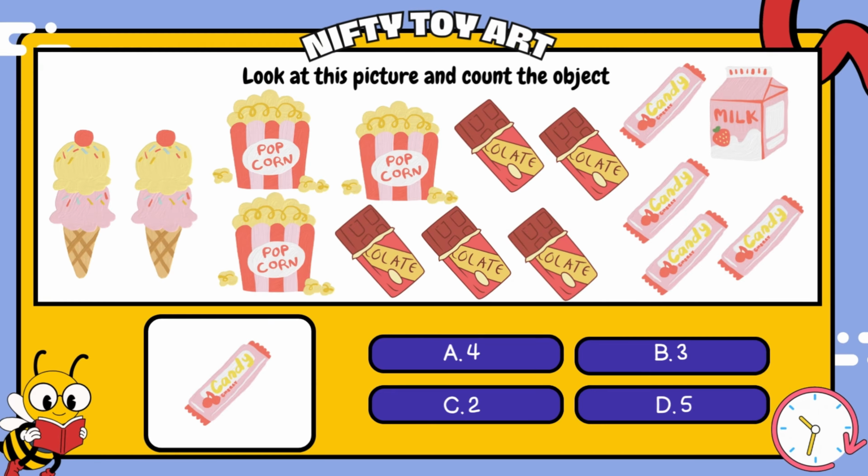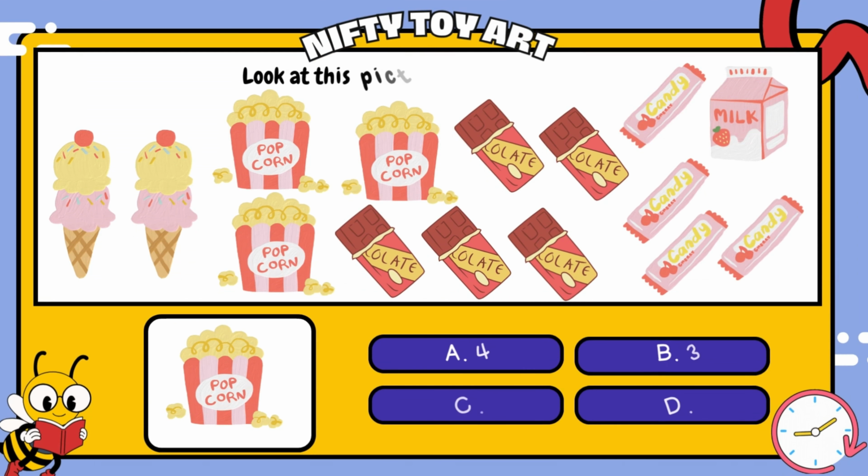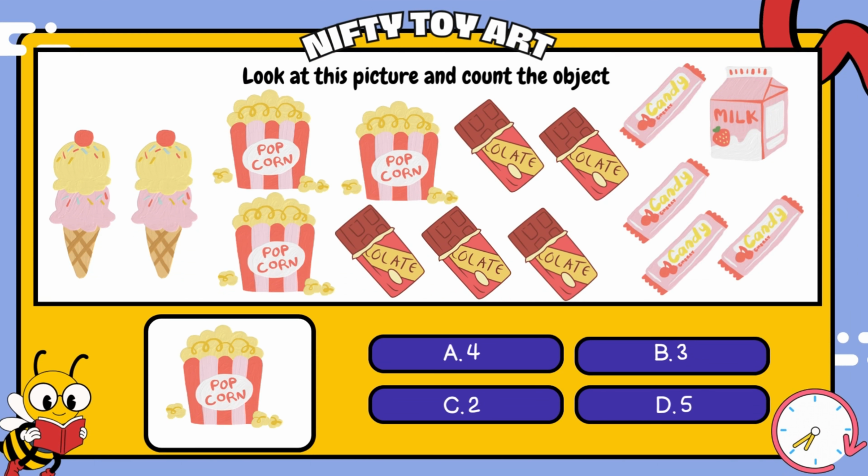And then, how many candies are in the picture? That's right, 4. And then, how many popcorns are in the picture? That's right, 3.